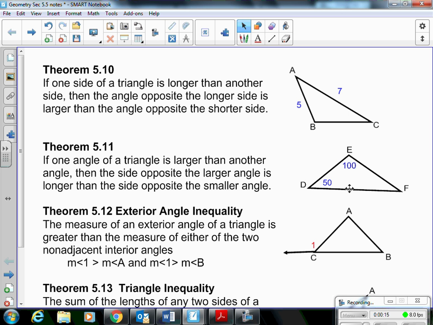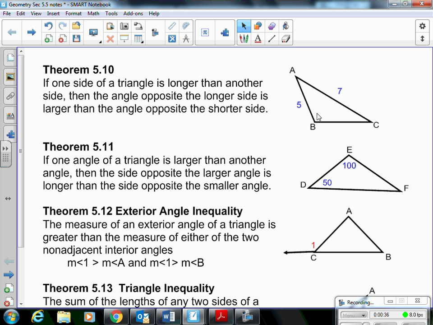All right. So we got theorem 5.10. If one side of a triangle is longer than another side, then the angle opposite the longer side is larger than the angle opposite the shorter side. So basically, the longer the side is, the bigger the angle is that is opposite that side.